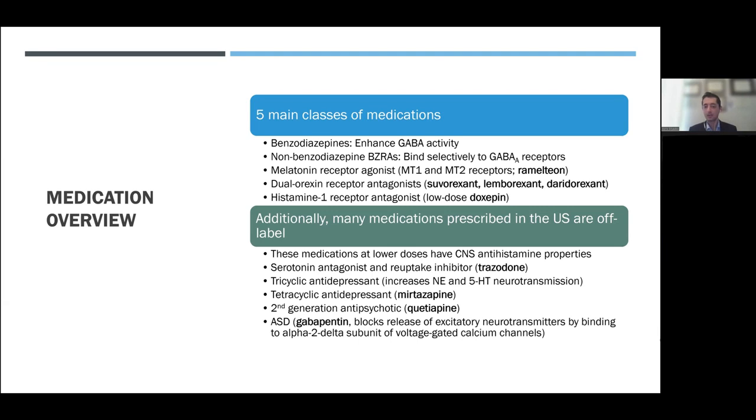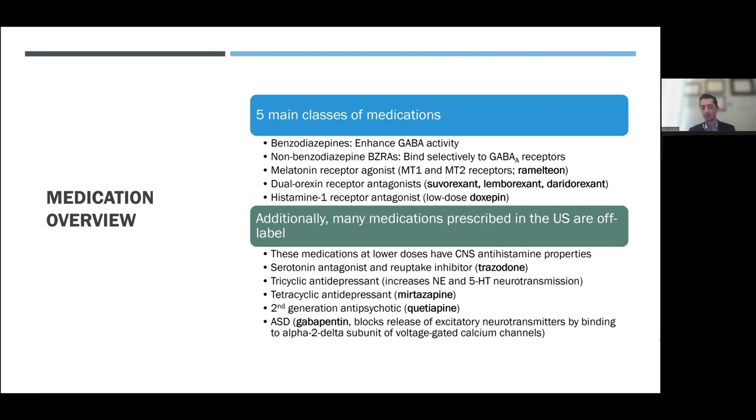But at higher doses, these very commonly used off-label medications treat mood disorder. And so people think, I'm going to start a low dose of trazodone for you because you also have major depressive disorder and it'll help treat your depression and your insomnia. I don't agree with that, because if you prescribe trazodone at a low dose, you're just going to be treating the insomnia.